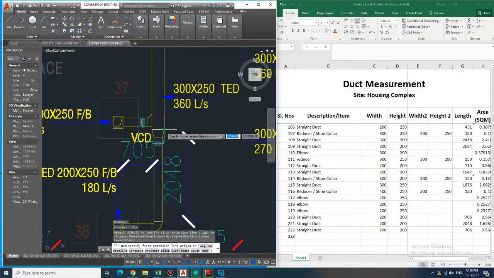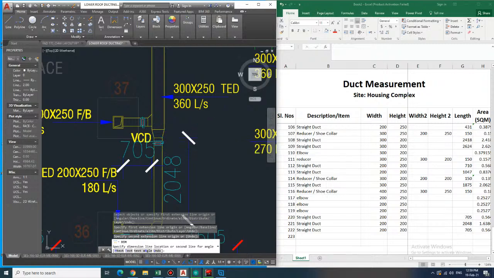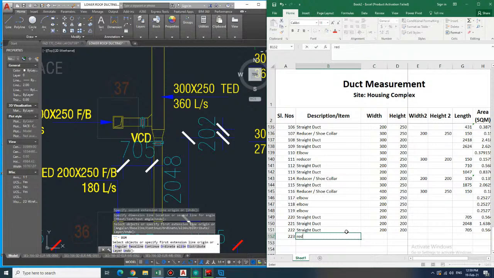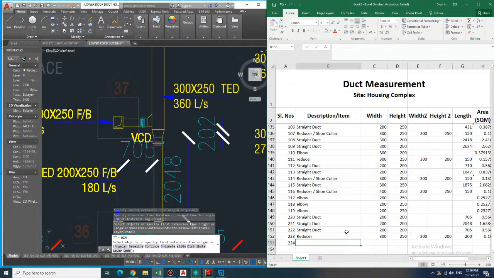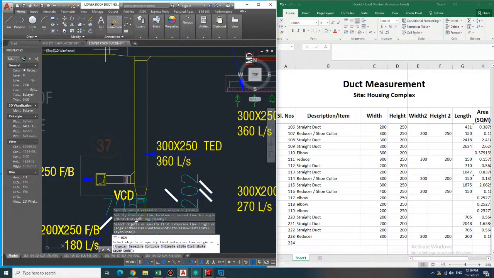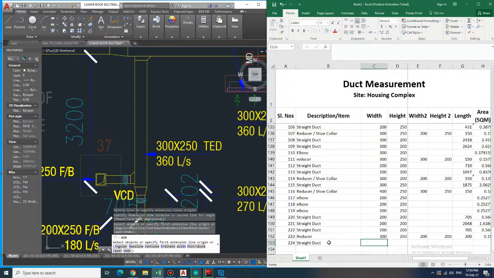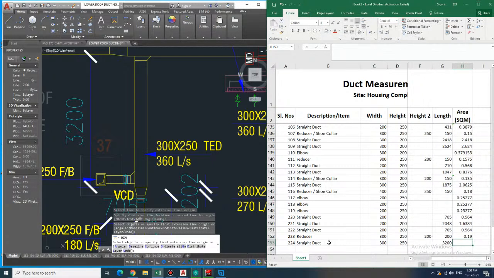Reducer. Let's say 200. Reducer 300 by 250, 200 by 200. 200 lengths also 200. Go to the reducer equation. So we got that. Again we go into the straight duct. That's the straight duct equation there.